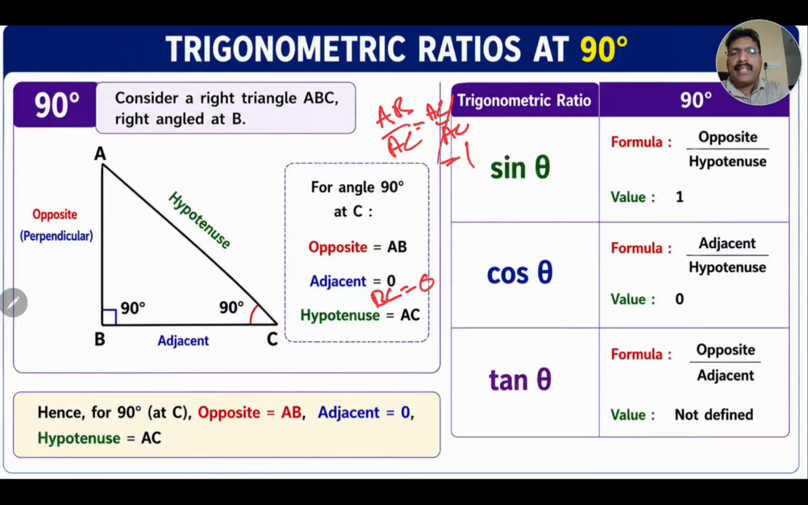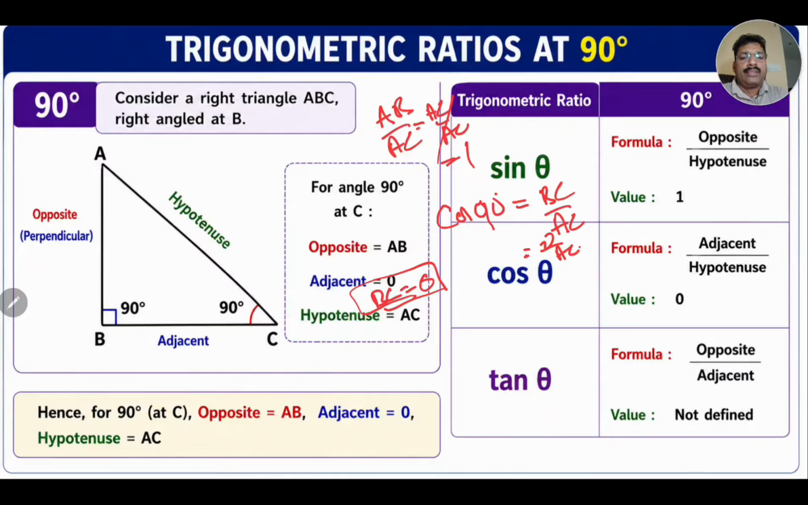Similarly, cos 90 degrees if you take cos theta formula. Cos theta formula is what? Adjacent side by hypotenuse. Adjacent side is BC. Hypotenuse is AC. So BC value what I told here, adjacent side will become 0 because of 90 degrees. So 0 by AC, that gives 0.